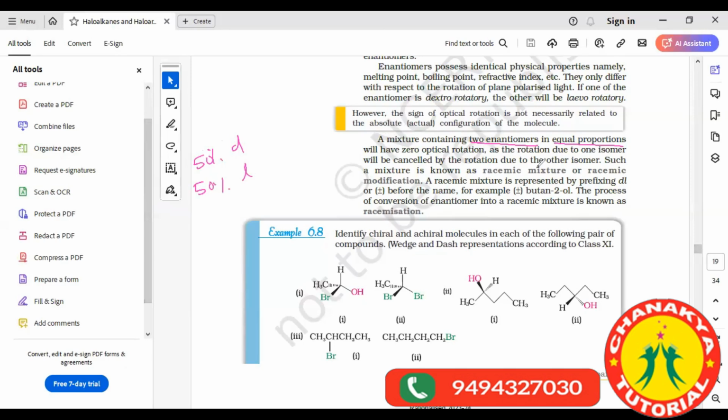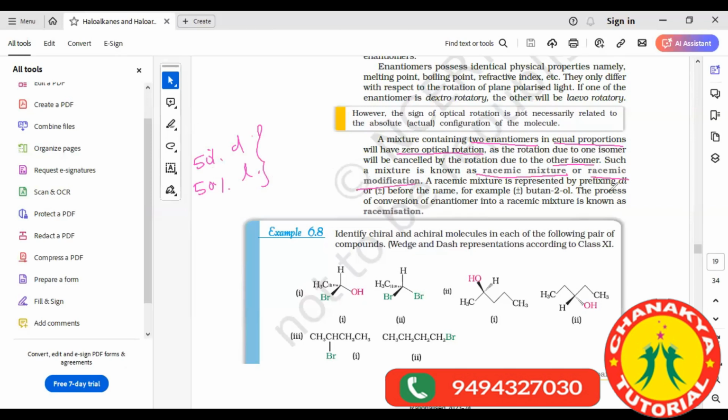Right, in equal proportion. That time we can say it has zero optical rotation, because when plane polarized light is passed through this mixture, it does not get rotated. The rotation caused by the dextrorotatory compound is cancelled by the levorotatory compounds present in the same mixture, and hence effectively there is zero rotation. As the rotation due to one isomer is cancelled by the rotation due to another isomer, such a mixture is known as a racemic mixture or racemic modification.